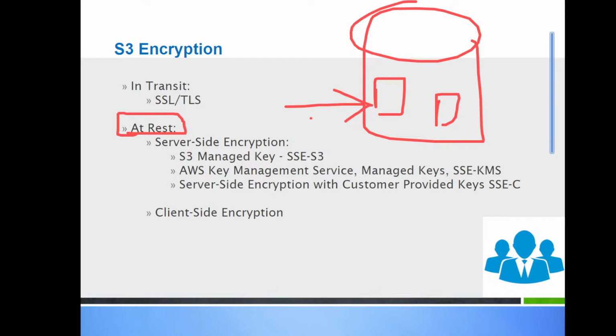So that's why encryption is important. Now, after you upload your data to S3, it is called data at rest.